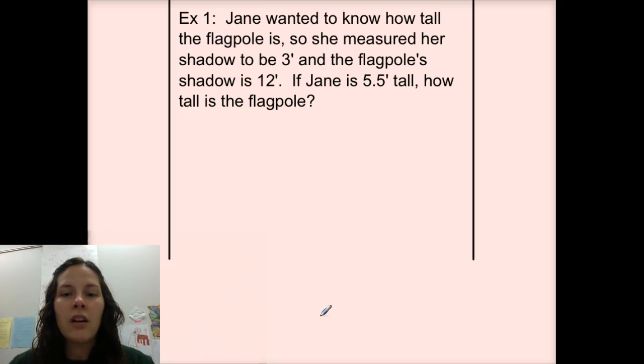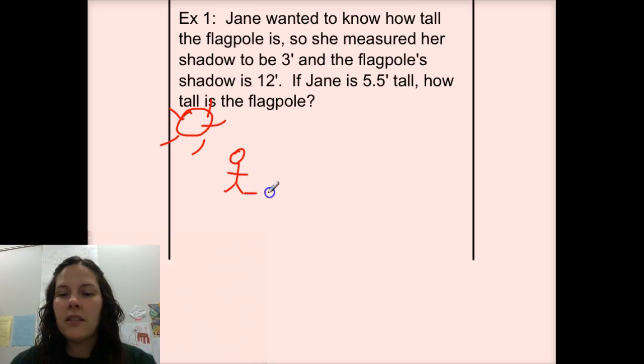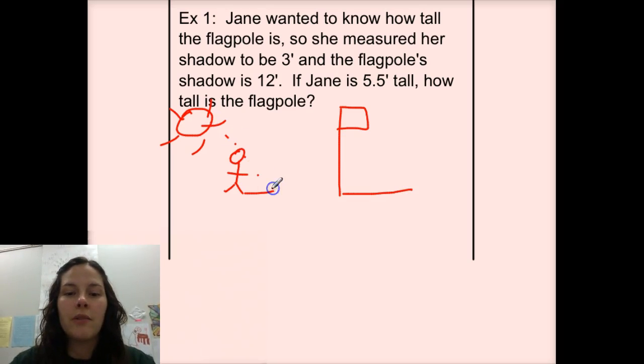So Jane knows how tall she is, and she can measure her shadow. So we think about if the sun is over here, Jane is casting a shadow, and then there's a flagpole also casting a shadow at the same time. The rays from the sun create the same angle for Jane and the flagpole. So we have similar right triangles, so we can label the information we know and solve for what we don't.